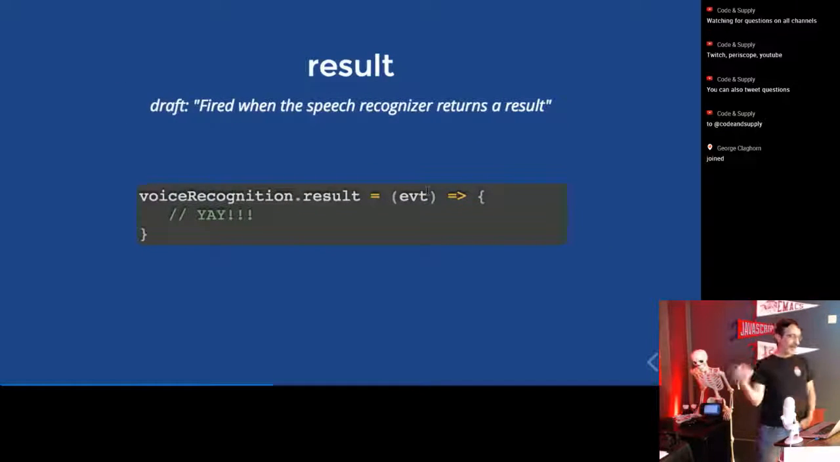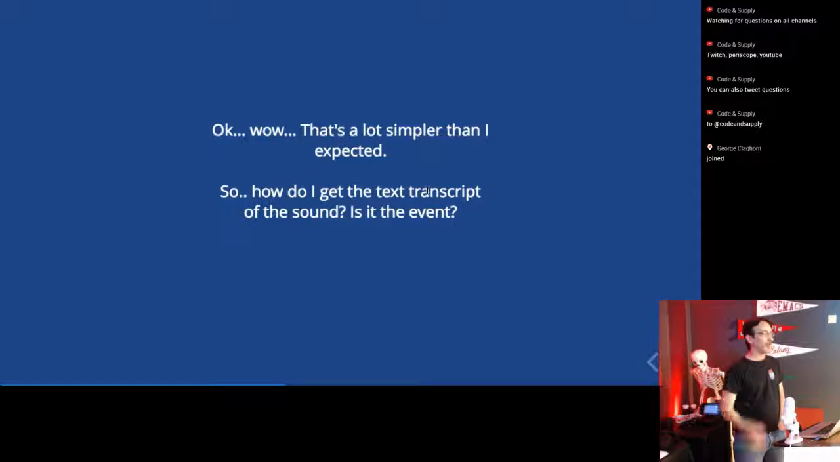And then there's the result. That's called when the speech recognizer recognizes some speech and has some text for you. So, if you're like me, you're like, wow, that's a lot simpler than I expected it to be. Okay, how do I get the text transcript? Like you heard the sound, you gave it back to me, now I just want the text. It must be that little EVT thing, like that must be the text, right? No.